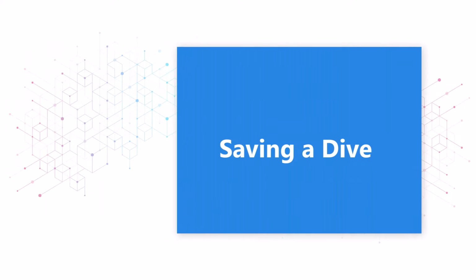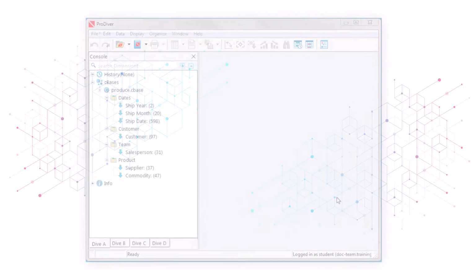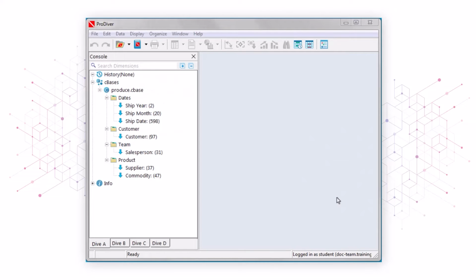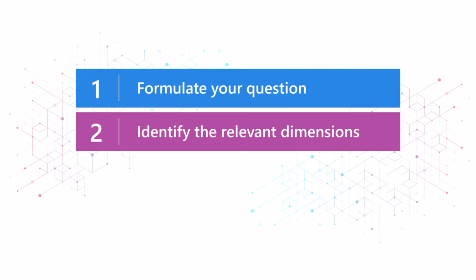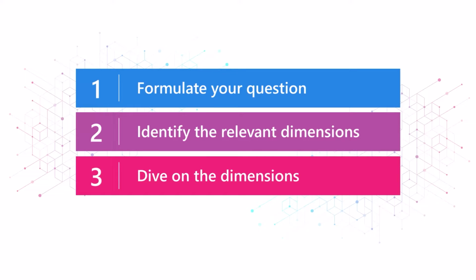In this demonstration, you'll learn how to save information about a dive so you can repeat the dive easily and quickly. ProDiver gives you the flexibility to examine your data from many different perspectives. You simply formulate the business question you want to ask, identify the dimensions that are relevant to the different parts of your question, and then dive on those dimensions.